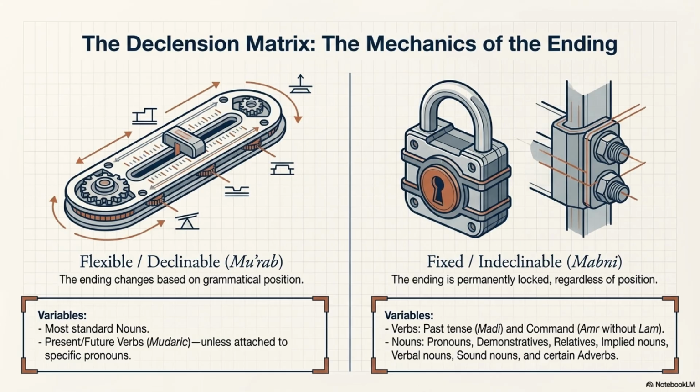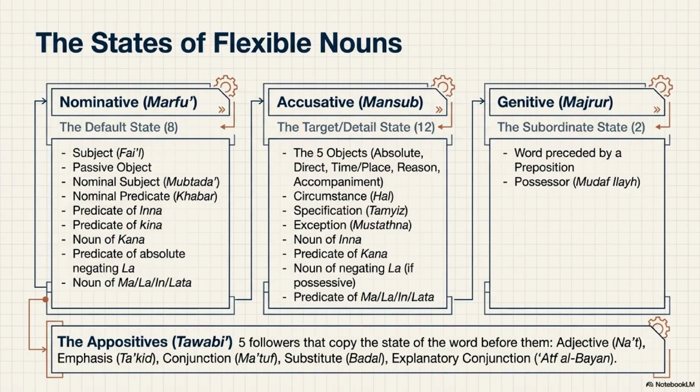I want to spend a significant amount of time looking at the noun, or the ism. Welcome to the noun matrix. This is where the mathematical nature of Arabic really begins to show its teeth. The text immediately takes all nouns and divides them into two massive camps. It says a noun is either declinable, which it calls murab, or indeclinable, which it calls mabni. The flexible and the frozen.